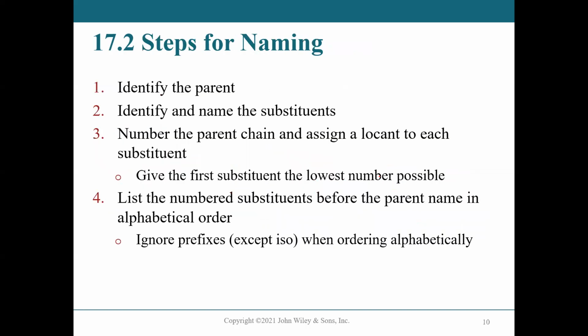And just to give you some suggestions. Identify the parent, identify and name the substituents, number the parent chain, and assign a locant. It says give the first substituent the lowest number possible. List the substituents before the parent name in alphabetical order, and ignore prefixes except iso when ordering alphabetically.